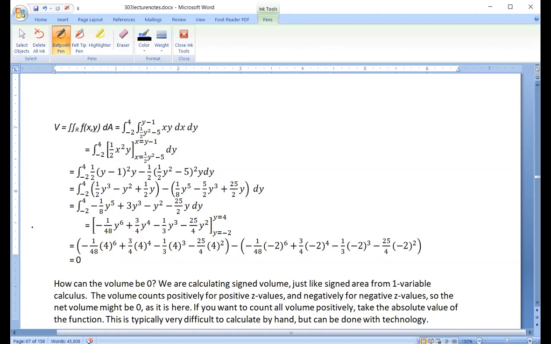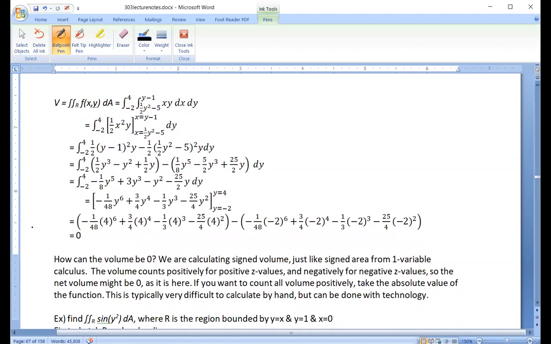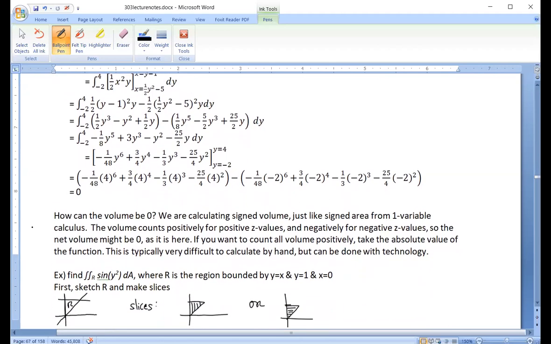Okay, so one last question about how we set up an integral. Find the double integral over the region R of sine of y squared dA, where R is the region bounded by y equals x, y equals 1, x equals 0. In order to calculate this integral, what's the first thing we have to do? We have to figure out: do I want this dA to be dx dy, or do I want it to be dy dx? So the first thing we do is sketch the region and make slices.